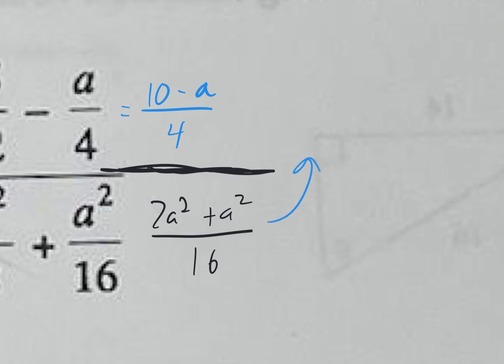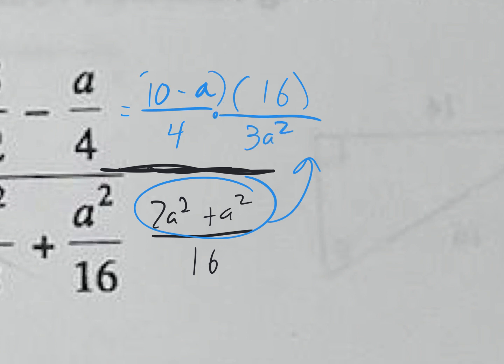So I'm going to bring this up here, but I'm going to do the reciprocal. So 16 would go on top. And by the way, that would be 3a squared on bottom. And we just multiply. And before I even multiply, you take a 4 out of that, make it a 1, take a 4 out of that, make it a 4. So I'm looking at 4 times 10 minus a over 3a squared.